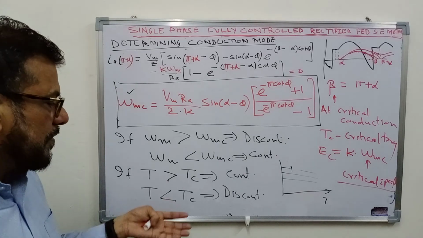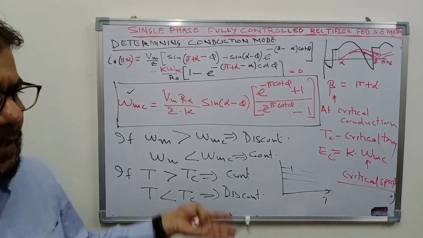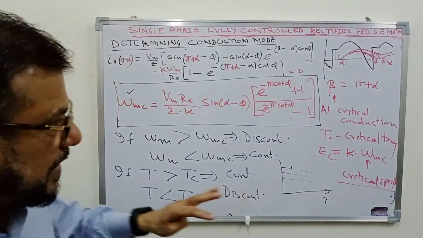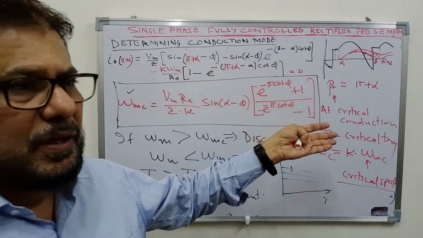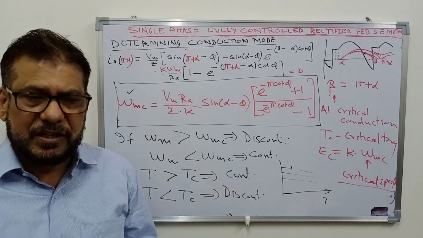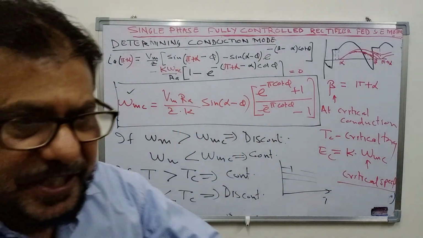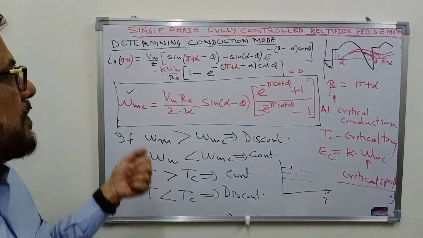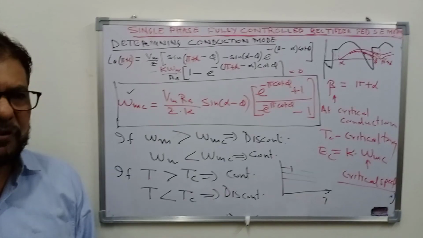So in that way you can find out whether the conduction is continuous or discontinuous, and then you can proceed with your problem and find out the value of beta in the case of discontinuous conduction, and then you determine the value of Va and you can solve the problem. So this is how we can find out whether the conduction is continuous or discontinuous.